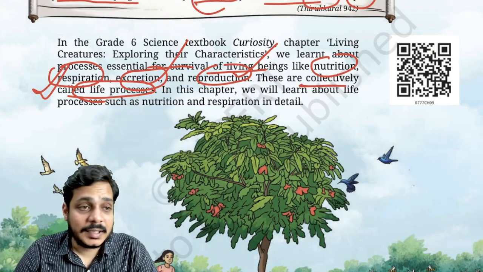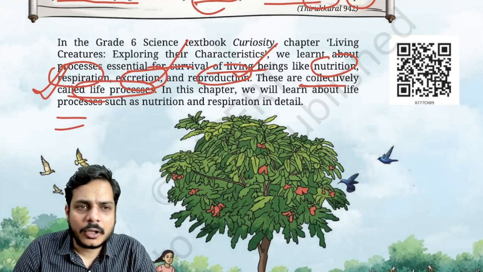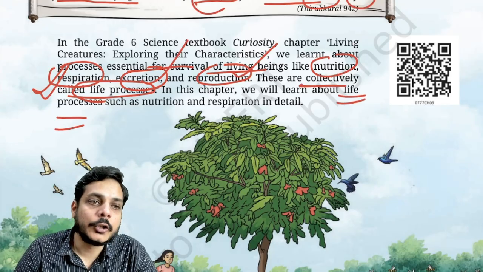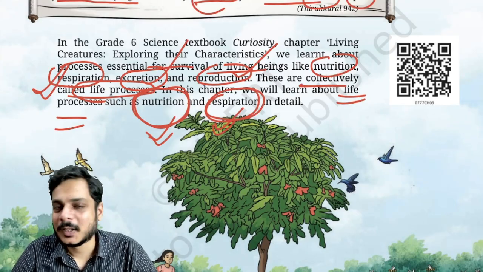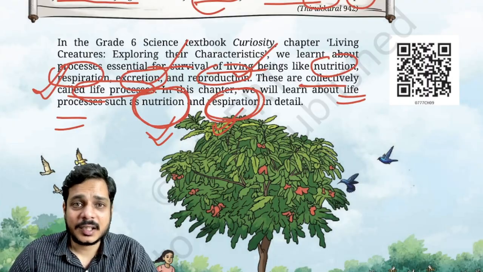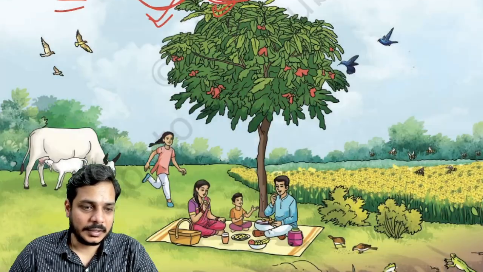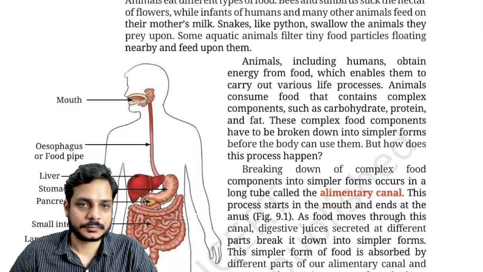So now, in this chapter, what they are trying to tell us is about the life processes. Not all the life processes, but nutrition and respiration. We understand how these mechanisms take place with respect to human beings. All right. Now, this is a very interesting chapter. Let us start with this.